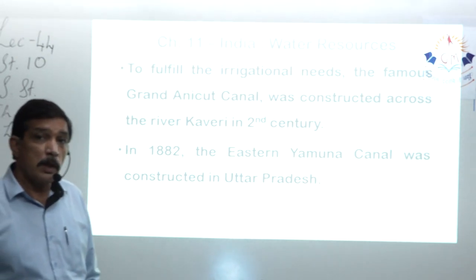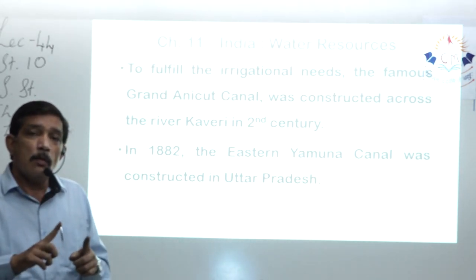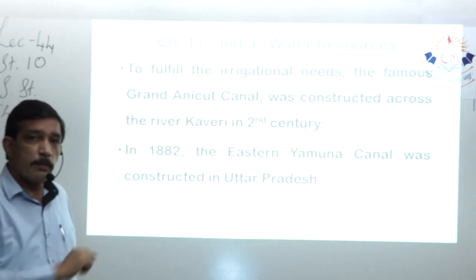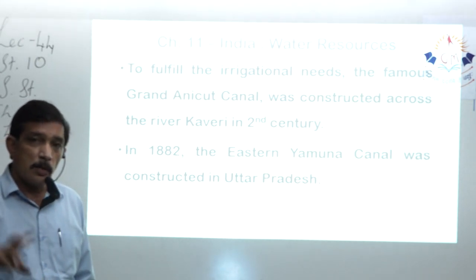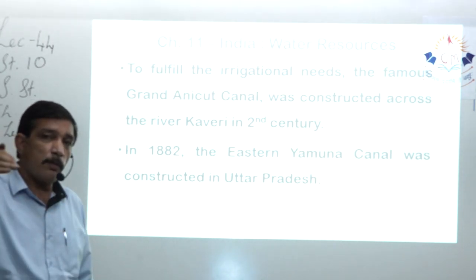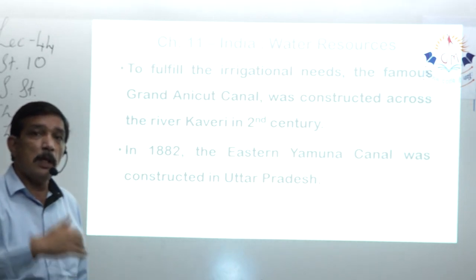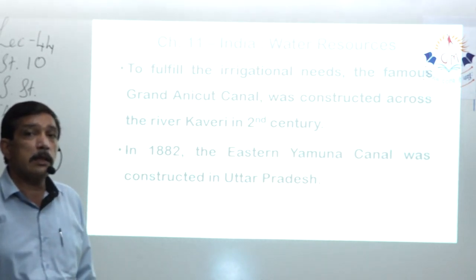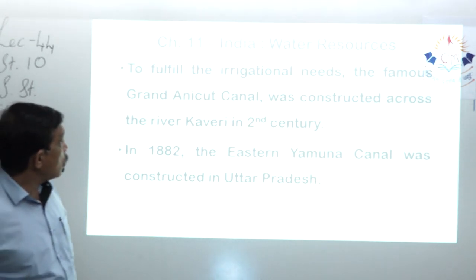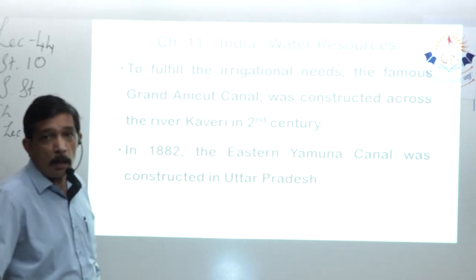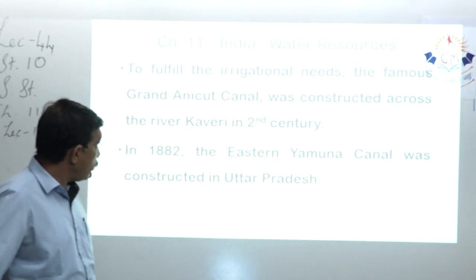What is a canal? A canal leads water from one place A to place B. This is artificially made, and you have to give it a path so that water from A goes to destination B, and you have to create a gentle slope so that water keeps on flowing, natural flow, right? So the Grand Anicut Canal was made in the 2nd century across the river Kaveri.